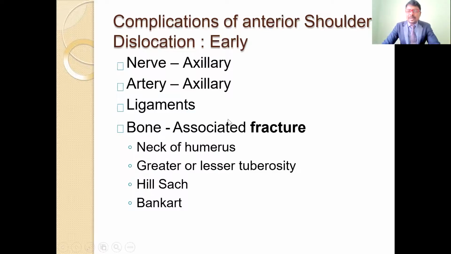The most common complication of anterior shoulder dislocation is that there is a chance of axillary nerve compression, because of the displacement of the head of the humerus from the glenoid cavity. The axillary nerve supplies the deltoid, so this nerve may get compressed. The axillary artery may also get compressed, which may decrease the blood supply to the shoulder joint, and there is a chance of avascular necrosis.